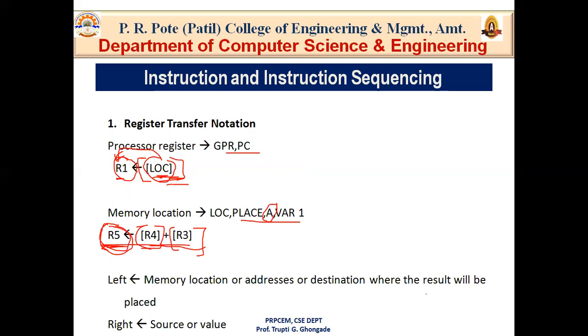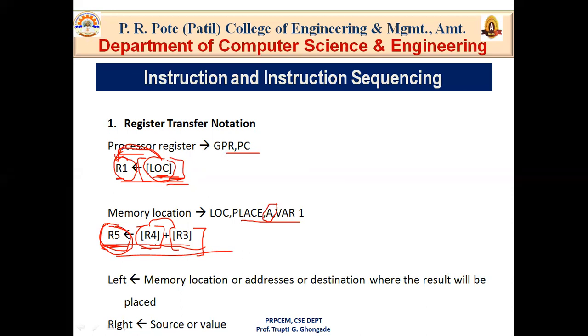Now when we transfer data from a memory location to a processor register, we use this type of syntax: we are transferring contents from memory location LOC to R1, a general purpose register. When we have to transfer data from a memory location or any other location, we have to enclose it in square brackets. To transfer data from register to register, we can write it like this: R4 is added with R3, because we have to add the contents of R4 and R3 and store the result into R5. We enclose it within square brackets, and after this we transfer these contents into R5.